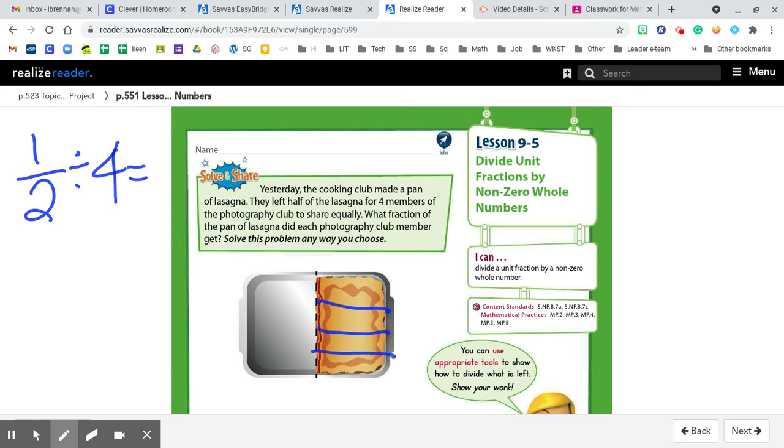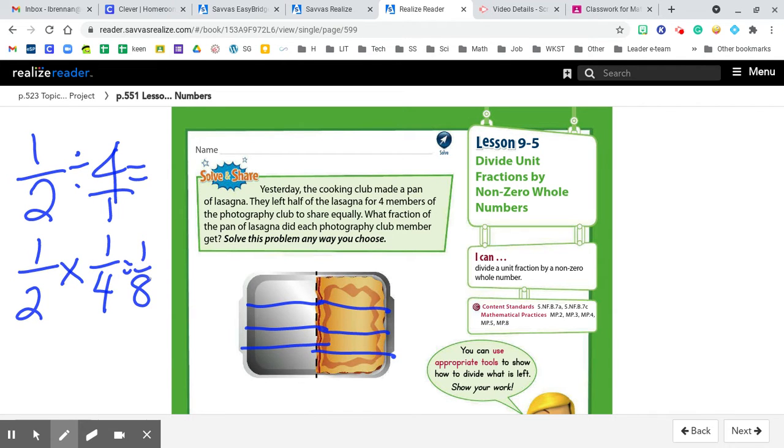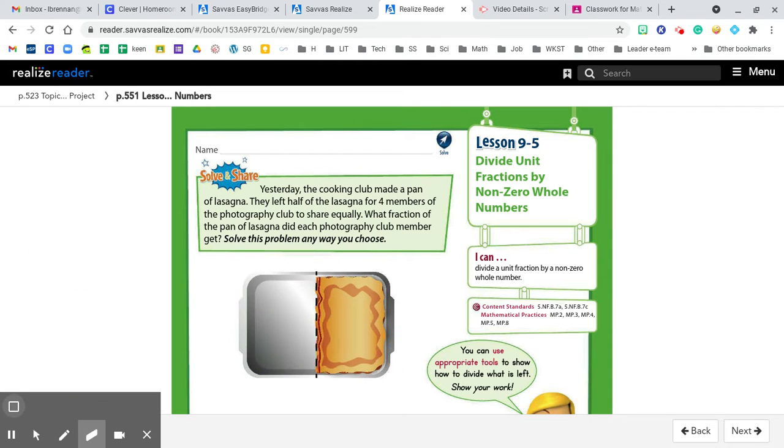So if you divide it up, you'll see how much each person will get of the whole lasagna, and you can do keep the first number, leave the first number alone, change the sign, and flip. So you'll see each person will get 1/8 of the fraction. So 1/2 divided by 4 is 1/8. So if you take a half and you divide it into 4 even pieces, it's going to be 1/8 of the original whole. I know, a little tricky.